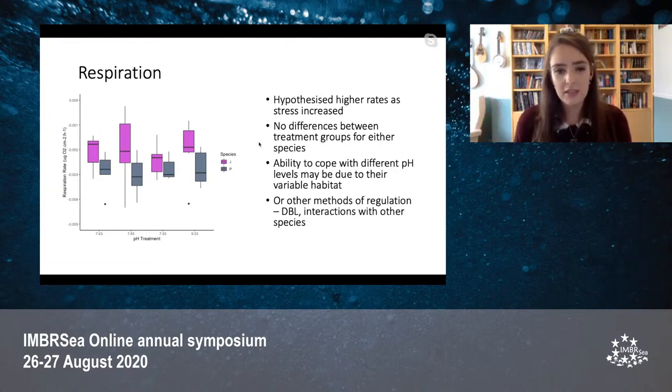They could be doing this through the regulation in the diffusion boundary layer, or the DBL, which is largely done through photosynthesis. And it's also been shown that interactions with other species can have an effect. For example, interactions with turf algae have been shown to increase the pH in the DBL, and the microbiota associated with the coralline algae have been shown to provide some level of protection against acidified conditions.